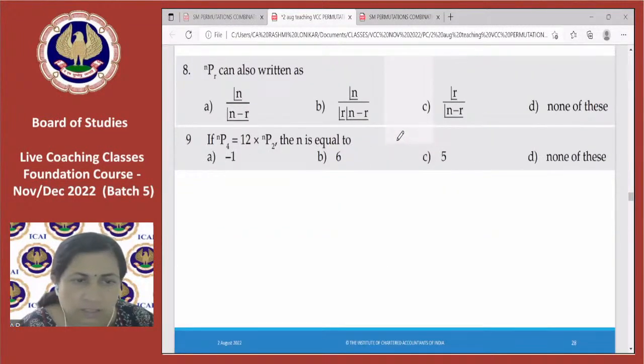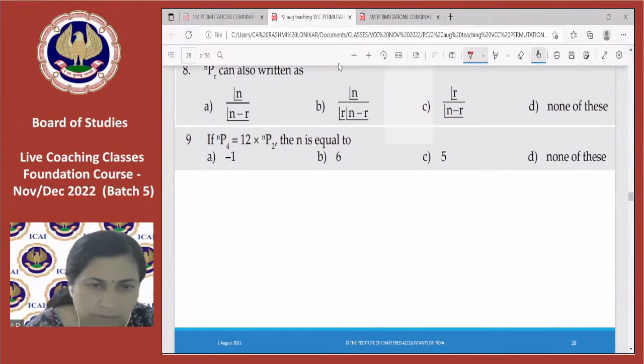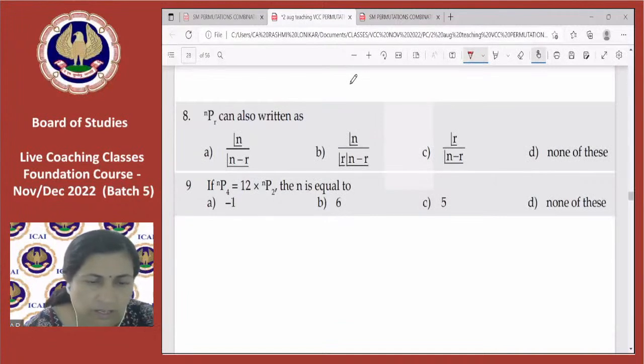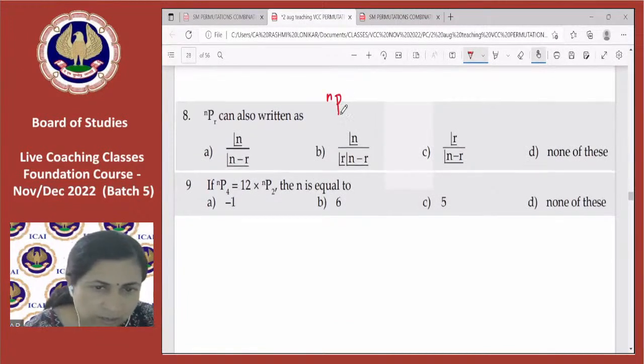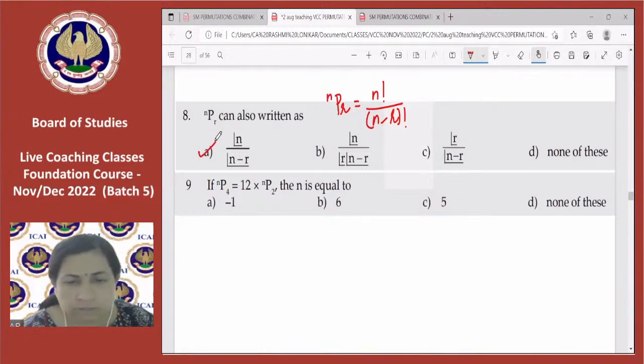Yes. Keshav, see, I'm taking your sum also. NPR can be also written as, see, instead of using the exclamation mark, they have used this. But I know NPR is equal to n factorial upon n minus r factorial. I only have to change the symbol. So this is n factorial upon n minus r factorial. So A will be the right answer.